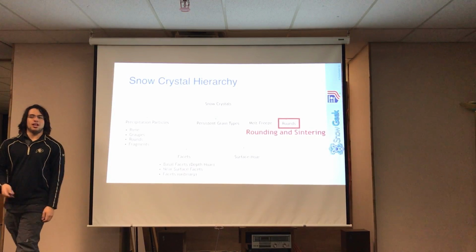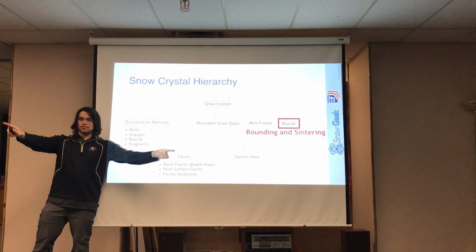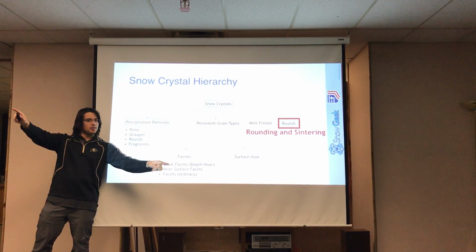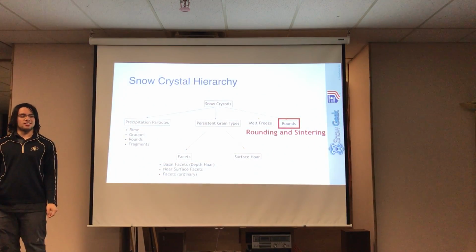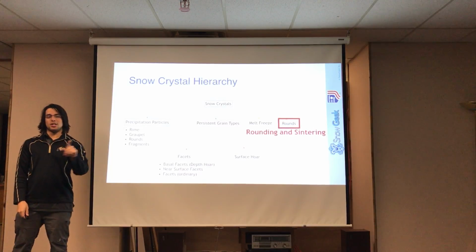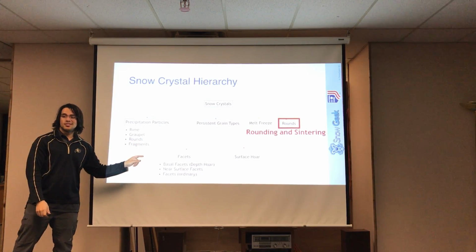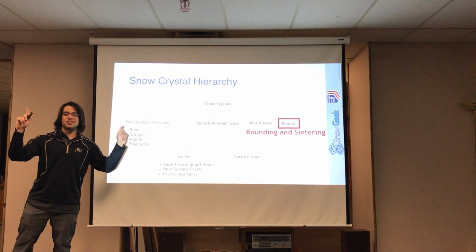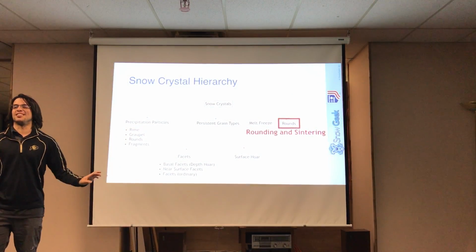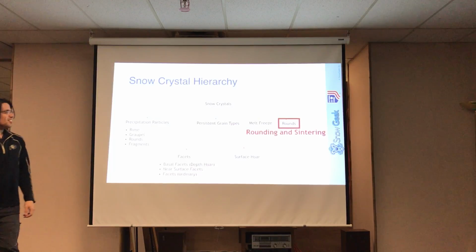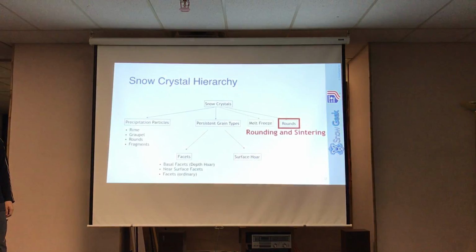So what is the critical point for having rounding happening? Less than 1 degree C. And rounding is when crystals do what? Shrink, and sintering is neck formation. Cool. Well, you're acing. Just be done. No, we still got a couple more. We have surface hoar and mouthpiece.